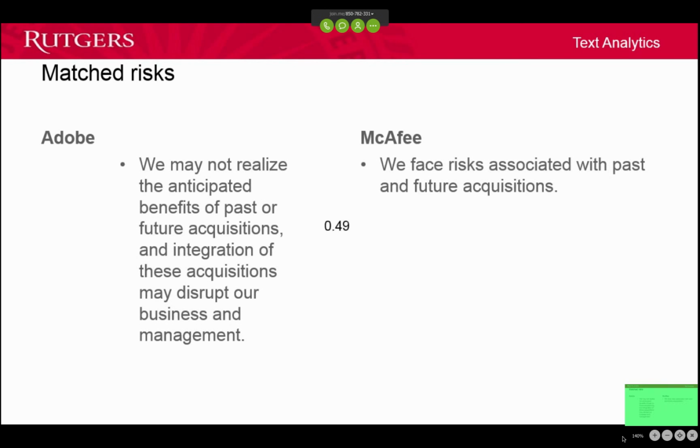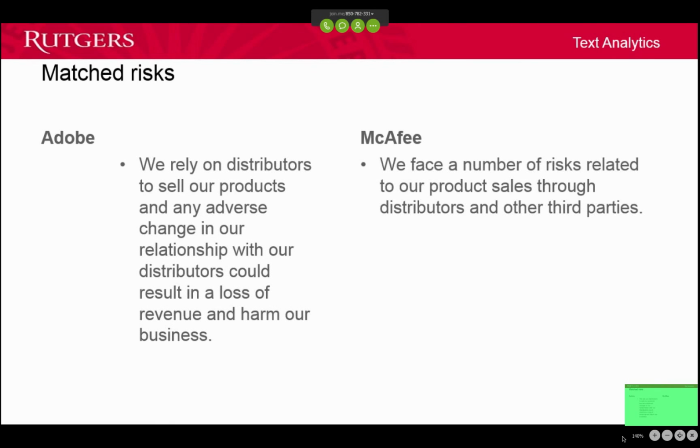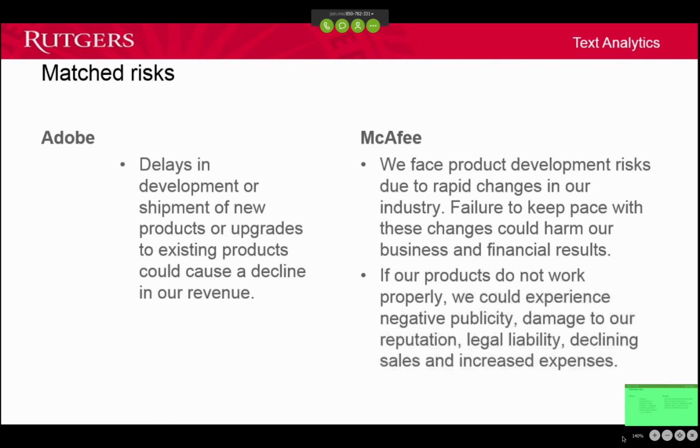Here's another one. The matching score keeps getting lower because there are fewer important terms that match, but the risks still mean almost the exact same thing, right? So risks related to distributors and, okay. So yeah, I was pretty happy with the results here.